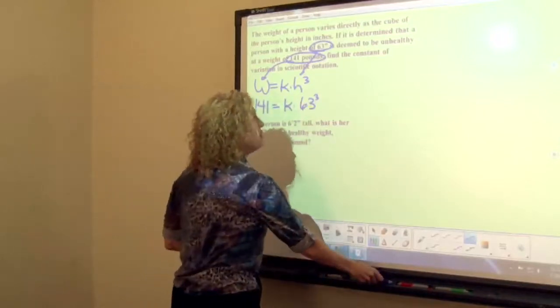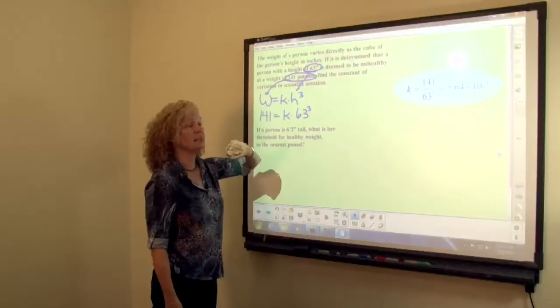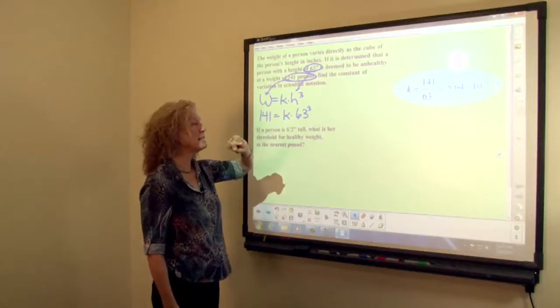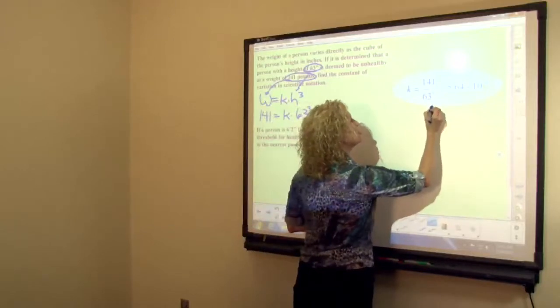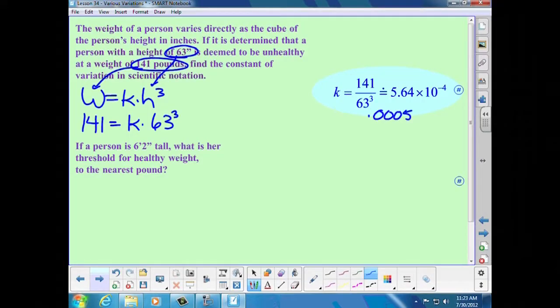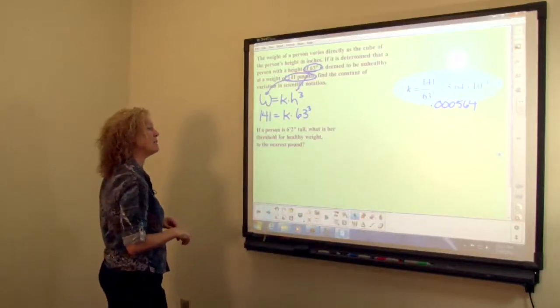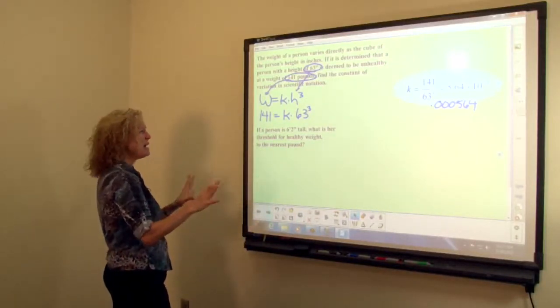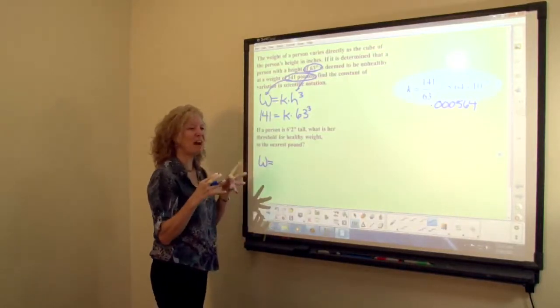Be sure to cube that value first before you divide. And we end up with 5.64 times 10 to the negative 4. Now you'll notice that I did say to find that constant, which we did, and to have it in scientific notation. If you write this all out, what you might have seen on your calculator screen was 0.000564. And that's just a little bit unwieldy to carry around, so we might like it better in the scientific notation.